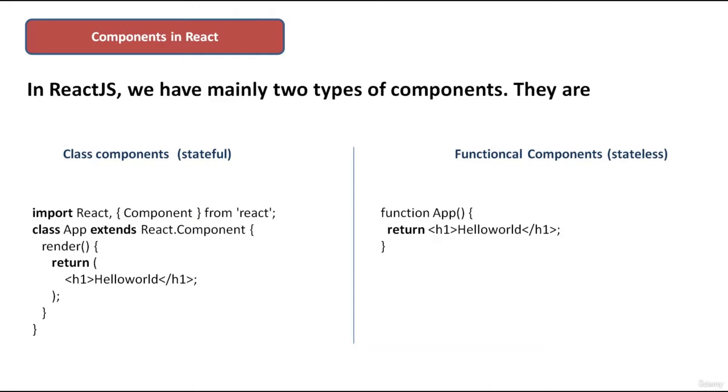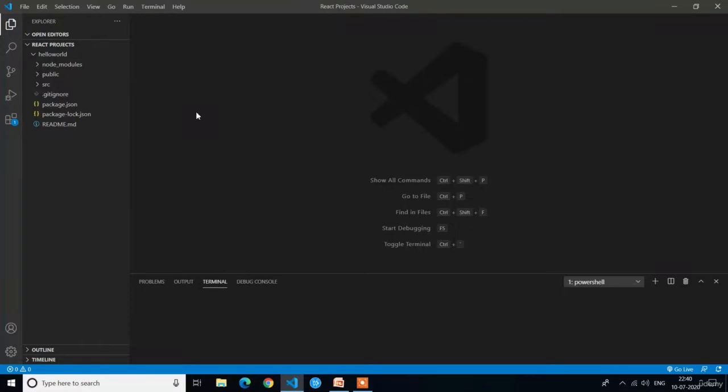Welcome back. In the previous lecture, we have discussed the introduction of components and different types of components in React.js. Now, in this video, we are going to print Hello World using the class component. So, let's open Visual Studio Code. Here you can see Visual Studio Code is open. In this Hello World React application only, we are going to create the Hello World using the class component.